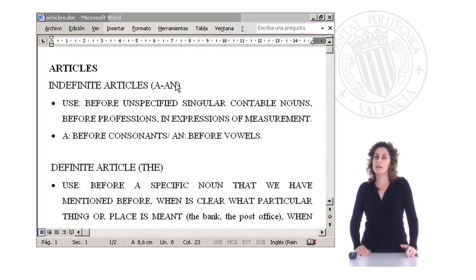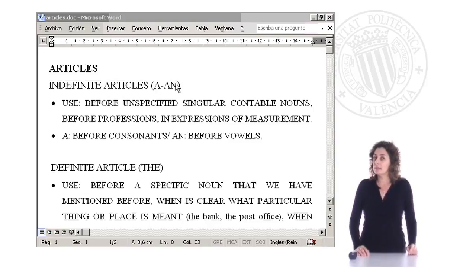Today I'm going to talk about articles. As you can see on the board, in English we have two different kinds of articles. On one side we have indefinite articles, that is a, and you have to remember that we use an when the word, the substantive, begins with a vowel. For example, an elephant, an apple. Because if not, it's very difficult to pronounce apple. So that's why we say an instead of a.